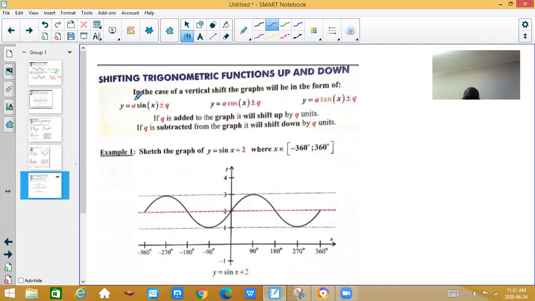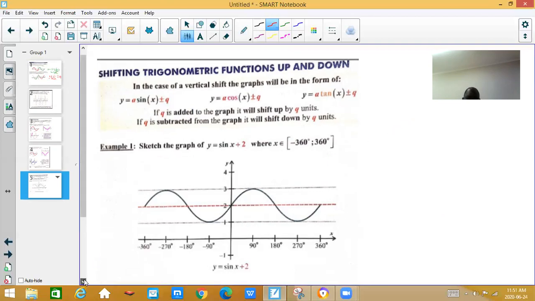If here we have an A, it means the sine graph is going to oscillate between 1 and minus 1 if it was 1. If it is 2, it oscillates between 2 and minus 2. If here is 3, the amplitude will just vary. If here you have a plus, this is the shifting along the y-axis, Q units. Same applies on cosine and the tangents. These are some of the sketches that we have.